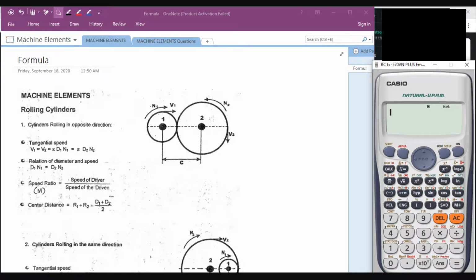Okay, so let us go with the discussion of machine elements. Kailan po lalabas yung mga problems nito? The problems will come out after the discussion. I have 10 problems, pero dyan sa bibigay kong notes, I have more than 10 problems. I think nasa 20 problems. So, you may check your group chat. Nandun na, i-upload ko na yung inyong kailangan. So, let us begin our discussion.